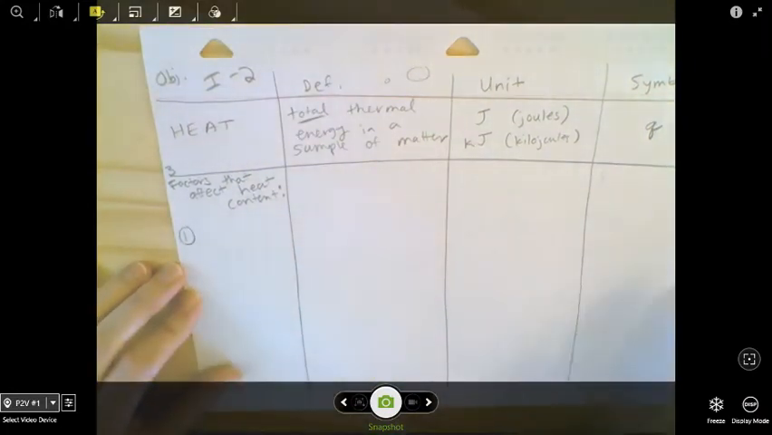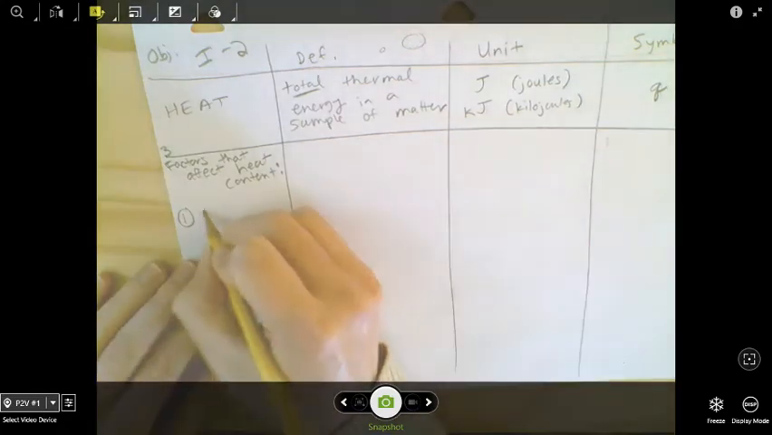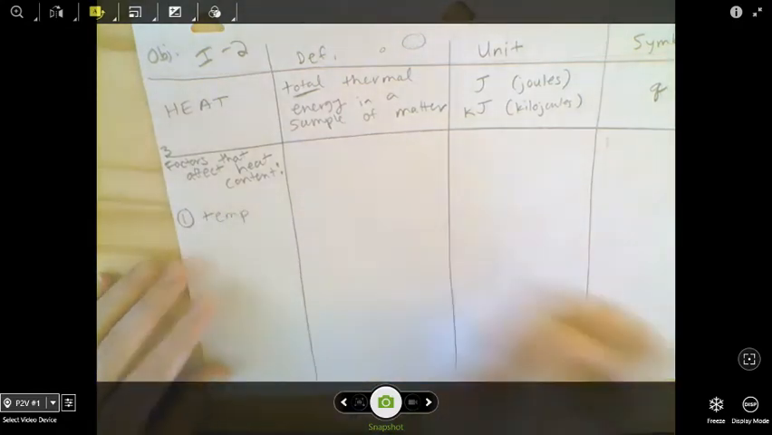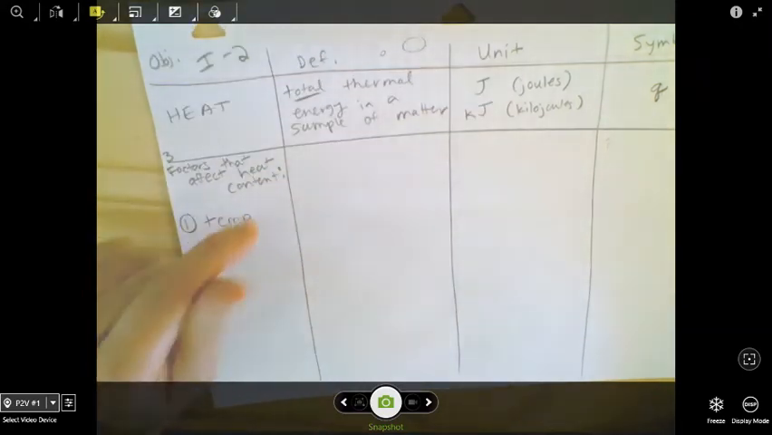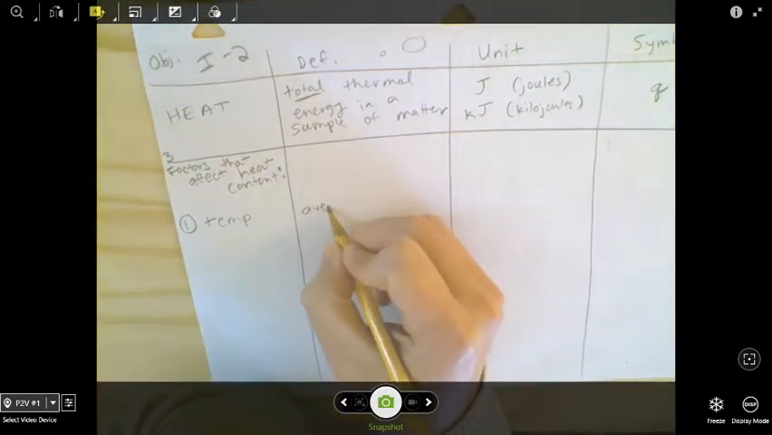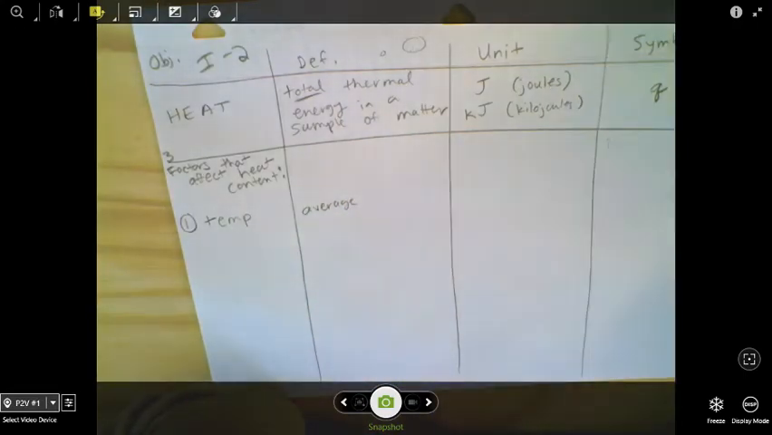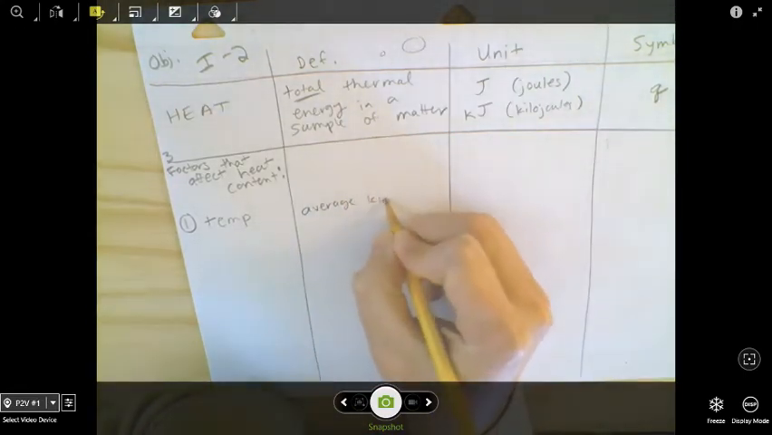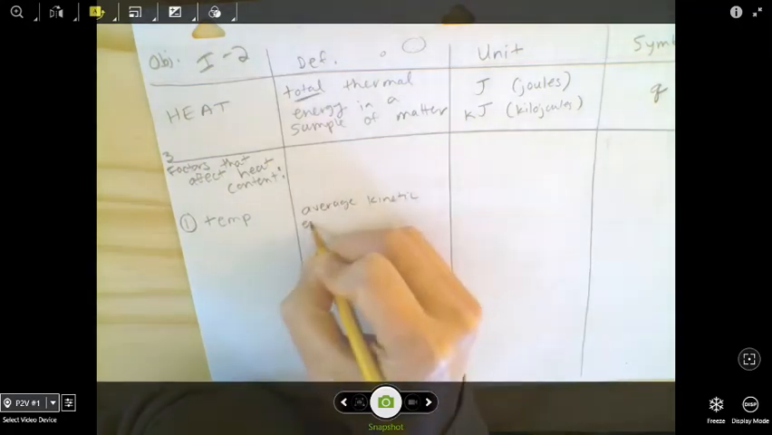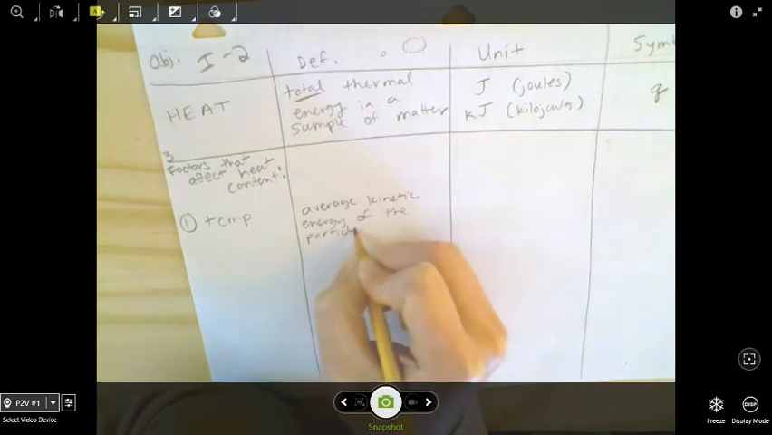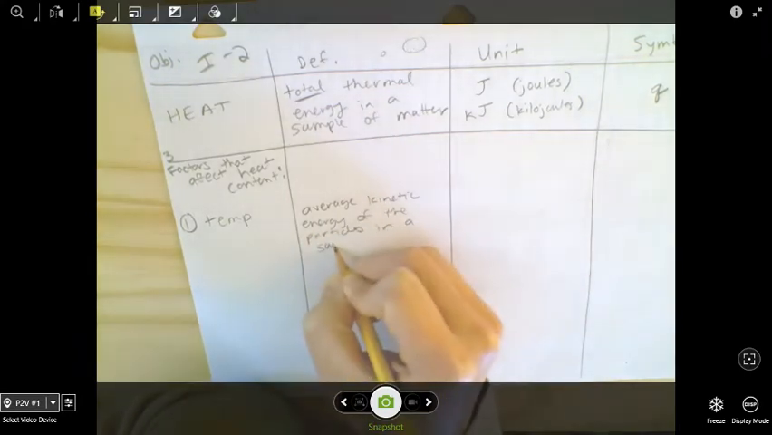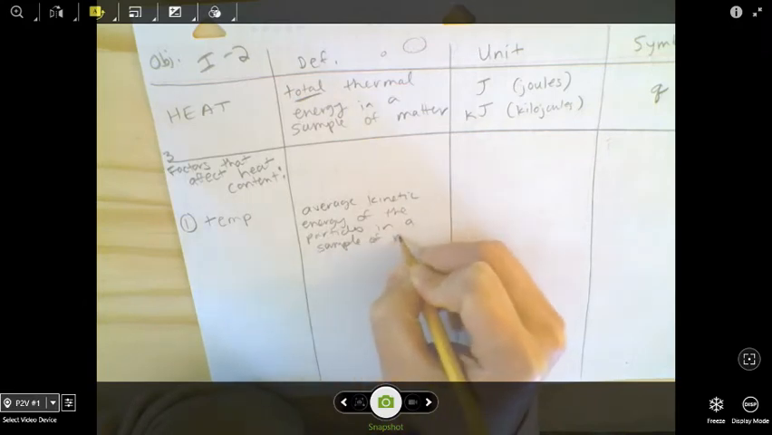The first one, as we saw in the do now, was temperature. Okay, that makes sense. That the higher the temperature something is, the more heat it's going to have. The definition of temperature is quite different from the definition of heat. By definition, temperature is the average kinetic energy of the particles in a sample of matter.